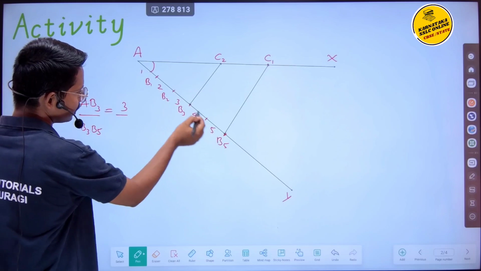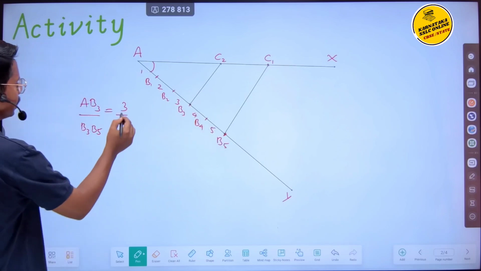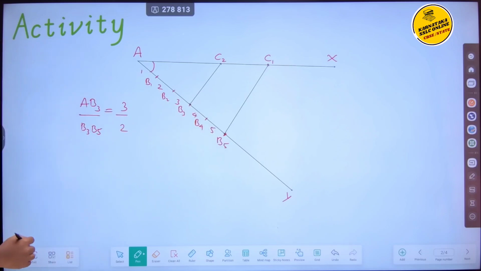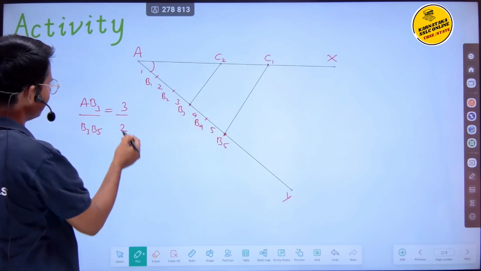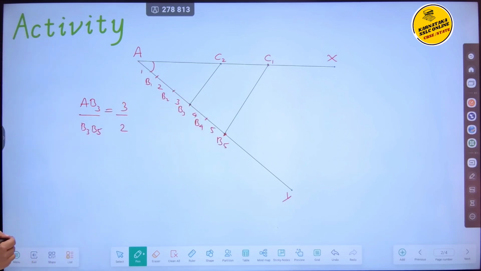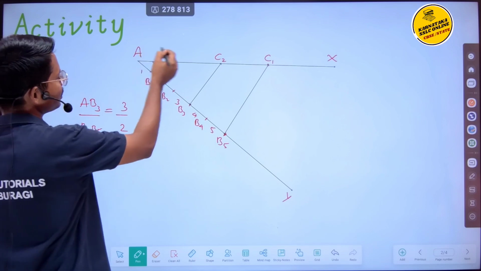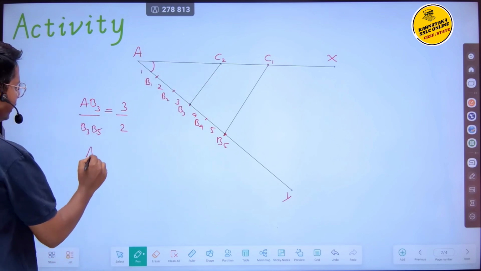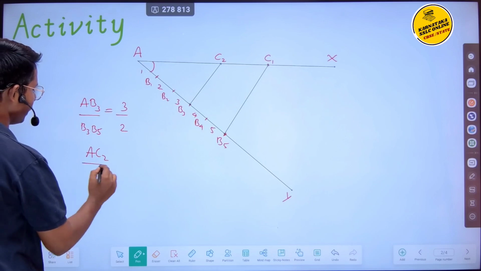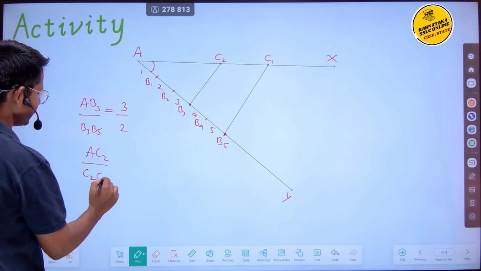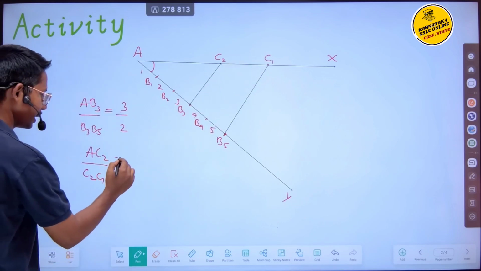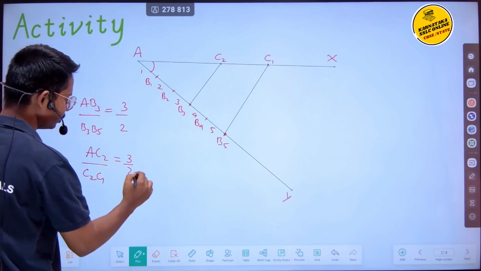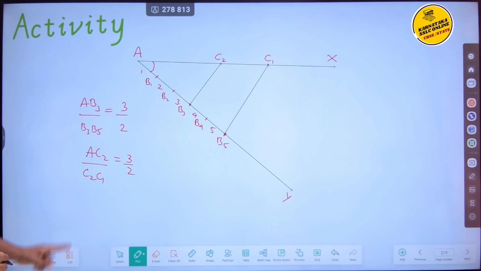So here you can consider 2 units, isn't it? So it is 3 by 2. So A to B3 and B3 to B5 you can consider as 3 by 2. Now if you measure AC2 by C2C1, again you are going to get 3 by 2.